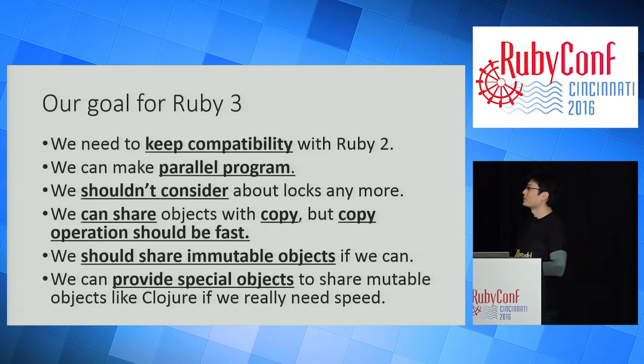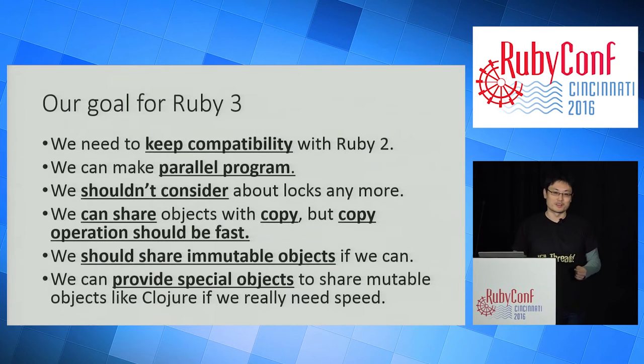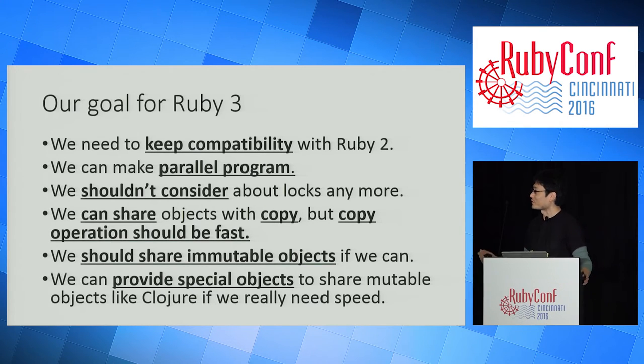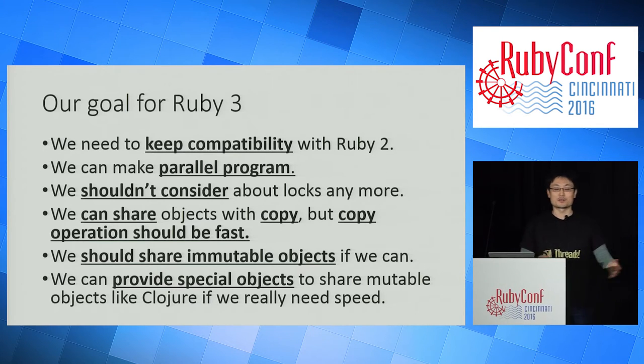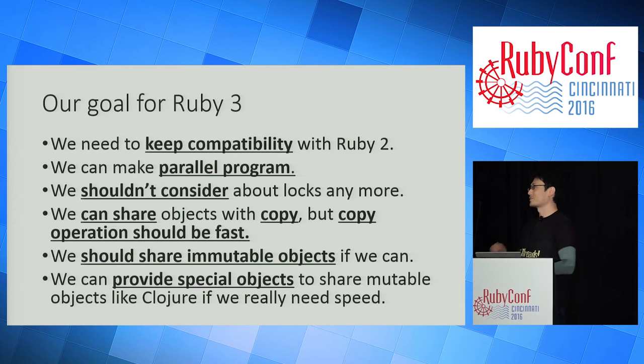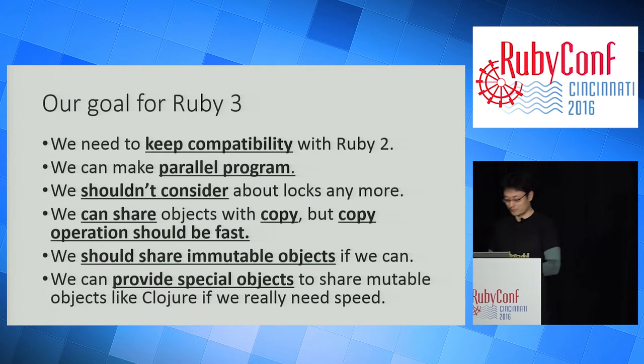So we set the goals of Ruby 3. We need to keep compatibility with Ruby 2. Compatibility is very important. Also, we should make parallel programs, and we shouldn't have to care about locks anymore. It is very hard to make thread safe programs. We should share objects with copy, but the copy operation should be fast. We should share immutable objects if we can, and we can provide special data objects to share mutable objects, like Clojure. Normal mutable objects can be allowed, but if you want to share between concurrent abstractions, then we need to introduce several protocols.